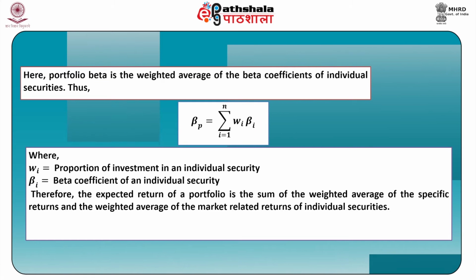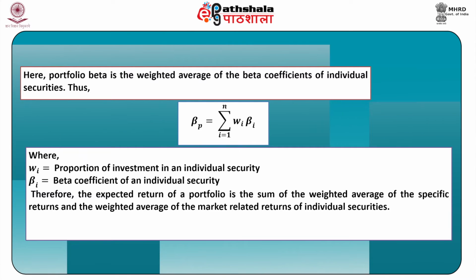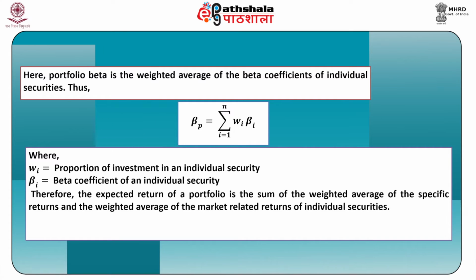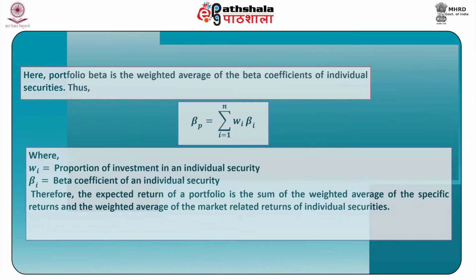Therefore, the expected return of a portfolio is the sum of the weighted average of the specific returns and the weighted average of the market related returns of individual securities. Assumption 2. Now, we introduce the second assumption. The covariance between the return on the market portfolio and the security's random error term is 0. Mathematically, covariance of ei and Rm is equal to 0. Equation 7. The assumption interprets that the error term epsilon is the firm specific component of security i's return.